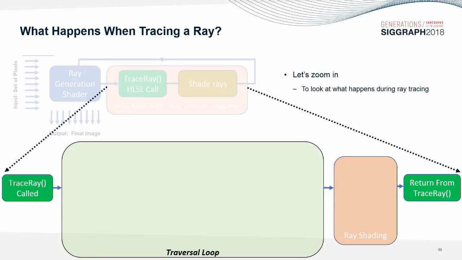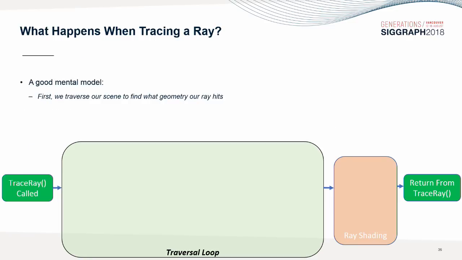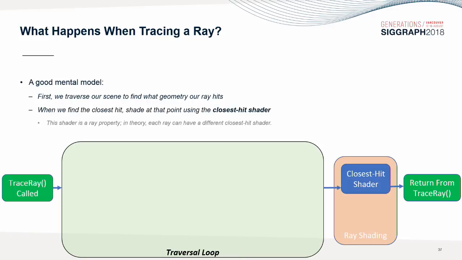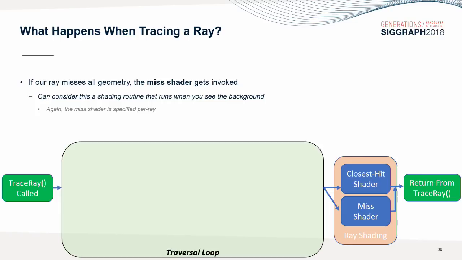So now let's zoom in to what happens in this nebulous ray tracing stage. A good mental model might be, first we traverse our scene to find what our ray hits. Now we're thinking about an individual ray tracing through the scene. What geometry do we hit? So we go through this bounding volume hierarchy, or whatever your acceleration structure is. If you find a hit point, you'll shade it with the closest hit shader. If you don't find any hit, you'll shade with the miss shader. And so these closest hit and miss shaders could be thought of as your shading stage in raster.